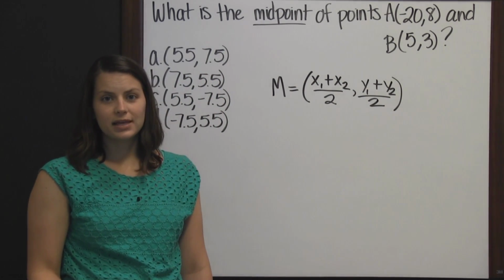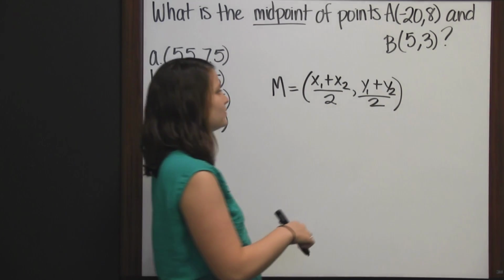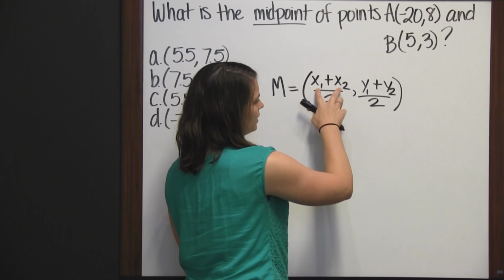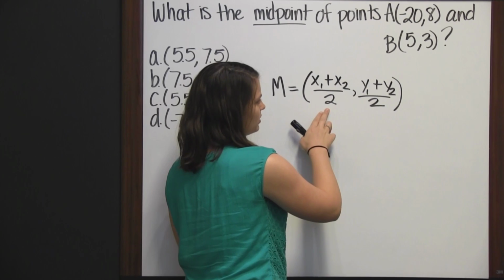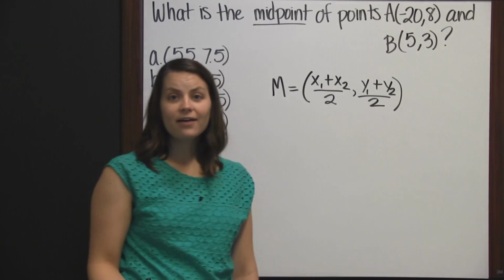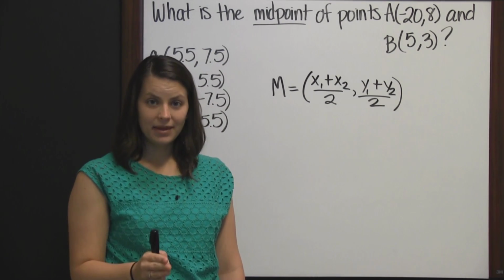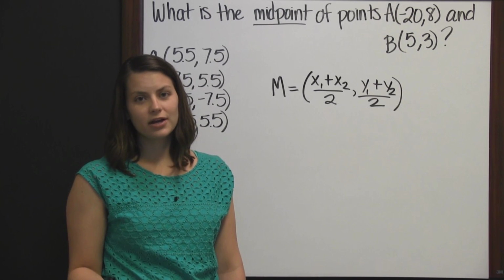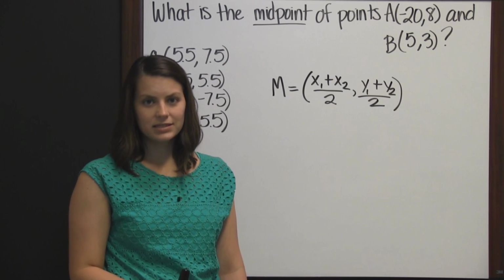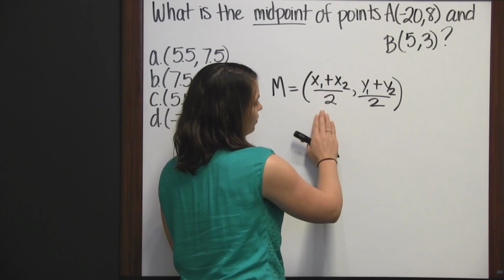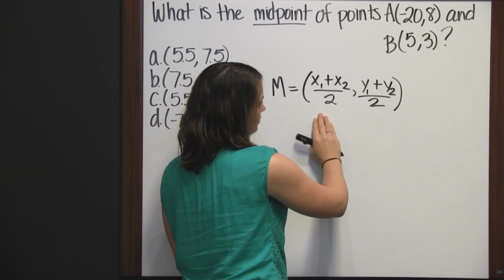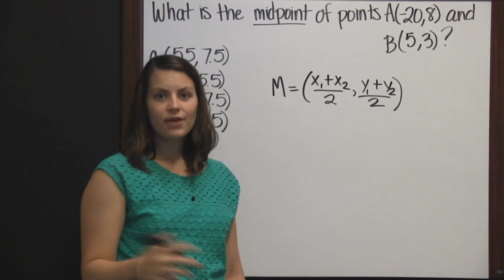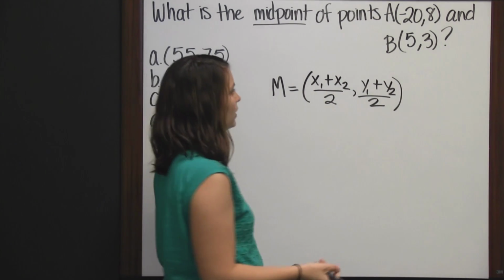And if you look closely, you'll notice what you're doing is adding your endpoint x coordinates together and dividing by 2. That's an average, or the middle of those two numbers. So it makes sense that if you're trying to find the midpoint, you would find the middle of your x coordinates and also the middle of your y coordinates. And then you'll end up with a midpoint.